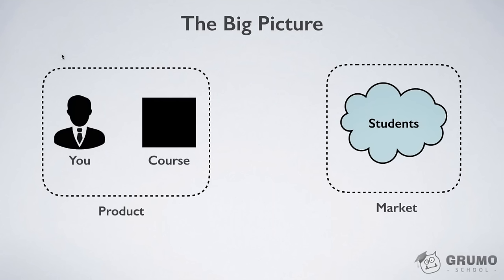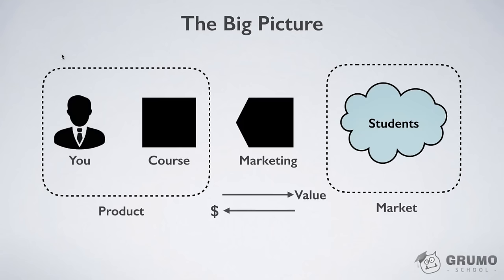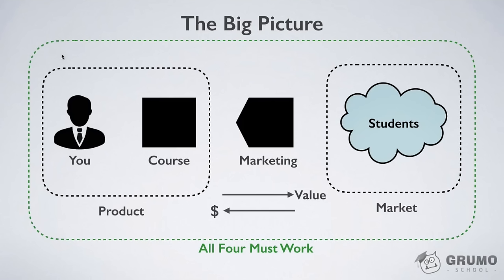Now, the main issue here is that for you to be able to make a difference, you have to be able to attract those students, reach those students, right? So you're going to provide value, you're going to make money in return, but you have to be able to reach these students, and for that, you need marketing. So there's basically four main variables, and all four must work. If they don't, you're not going to be successful. So if you're just thinking that by creating a course, it doesn't matter how good it is, you're not going to be successful.